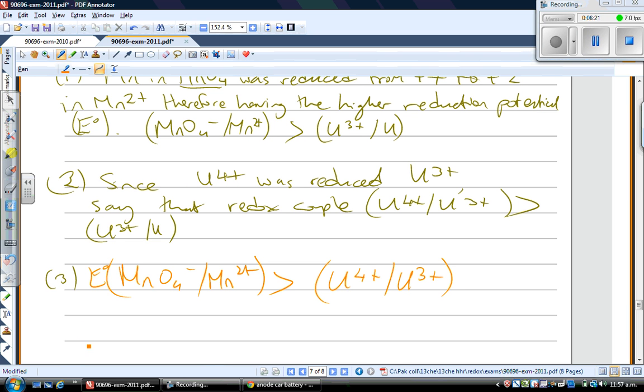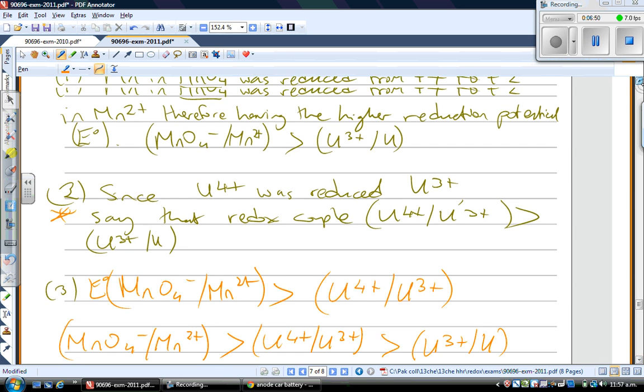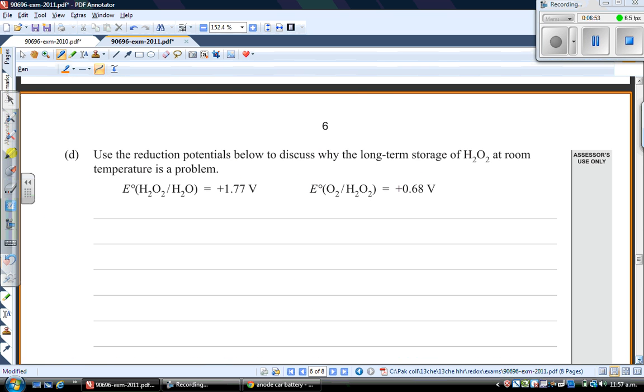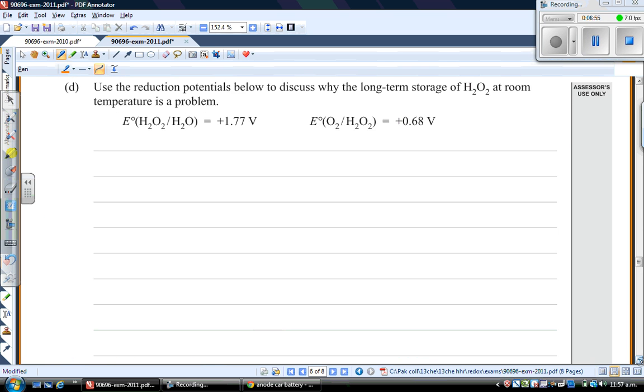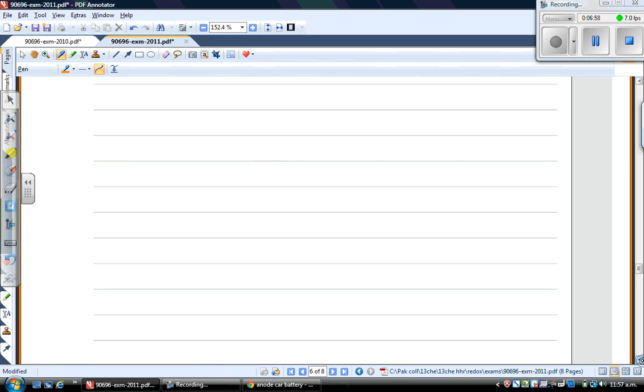So the order should be permanganate, manganese couple. The reduction potential value of that is greater than the U4 plus U3 plus couple. And then from equation number 2, we can say that the U4 plus U3 plus couple is greater than the U3 plus uranium couple. So that's how you approach answering those questions, where you need to order redox couples based on 3 different equations.